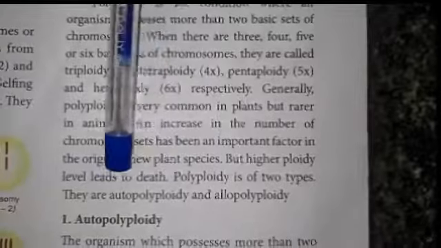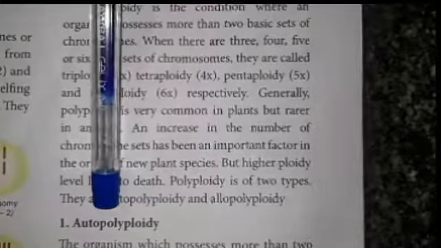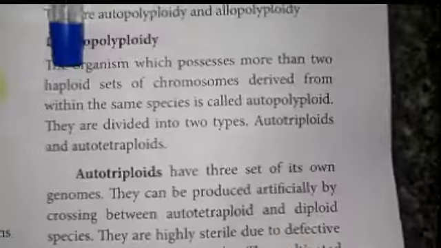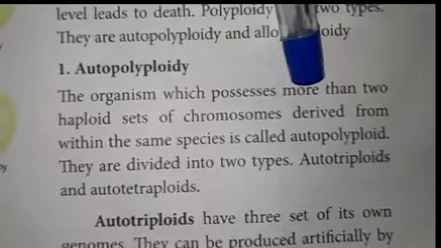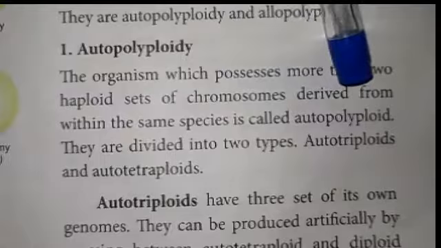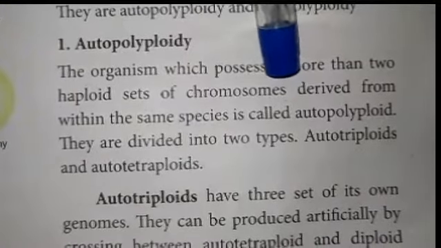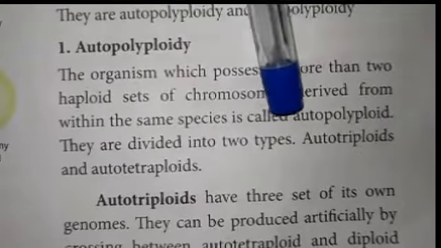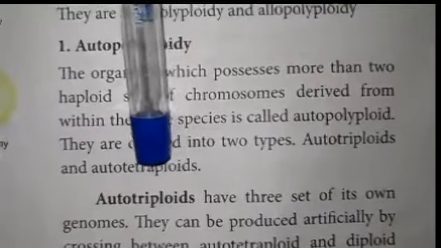Polyploidy is of two types: autopolyploidy and allopolyploidy. First, autopolyploidy: the organism possesses more than two haploid sets of chromosomes derived from within the same species. Only in a single individual is the number of chromosomes increased. It is divided into two types: autotriploids and autotetraploids.